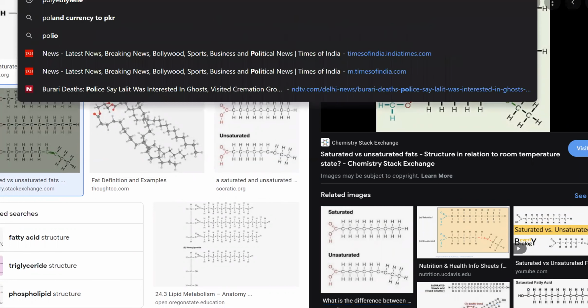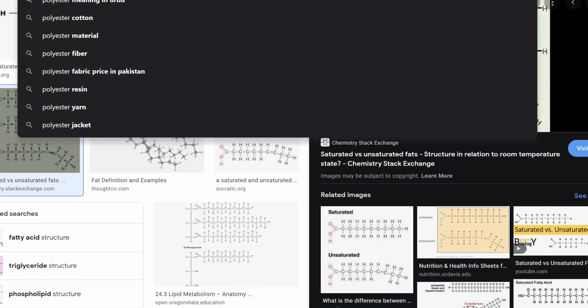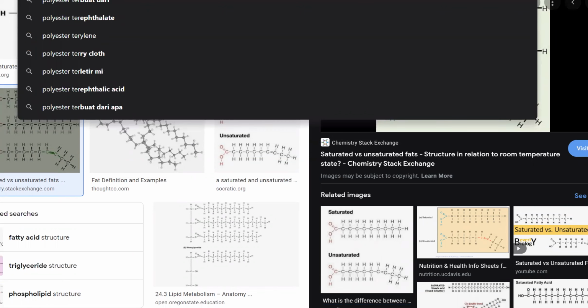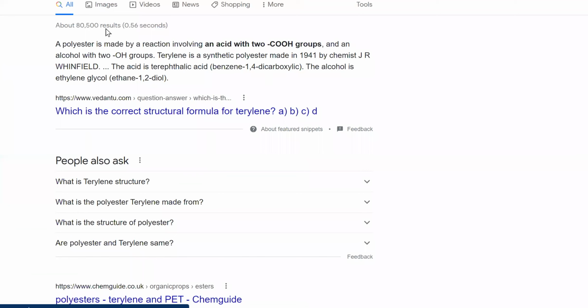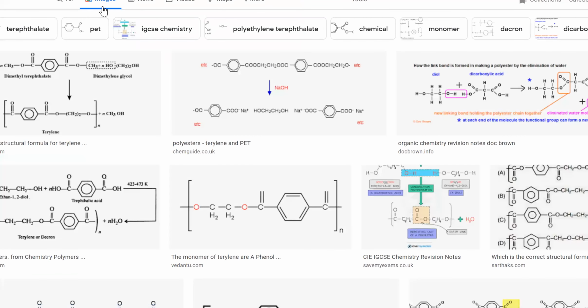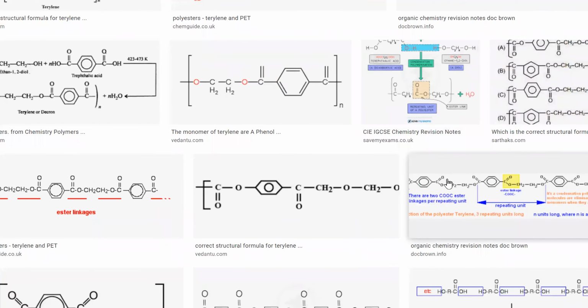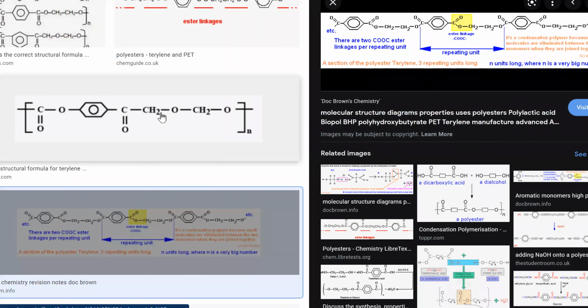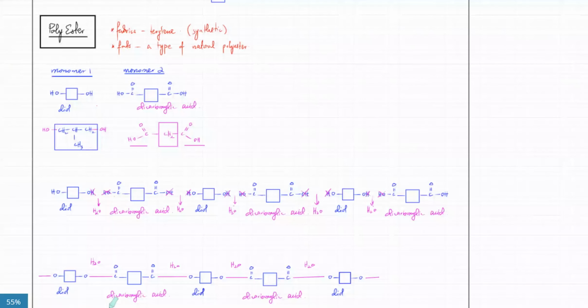Polyester, terylene का कर लेते हैं. Although they won't ask you, you just have to draw boxes. So this is what terylene looks like. Okay, let's focus on this. You notice this ester link, C double bond O and O coming in the middle of somewhere, okay? So that's all about polyesters.